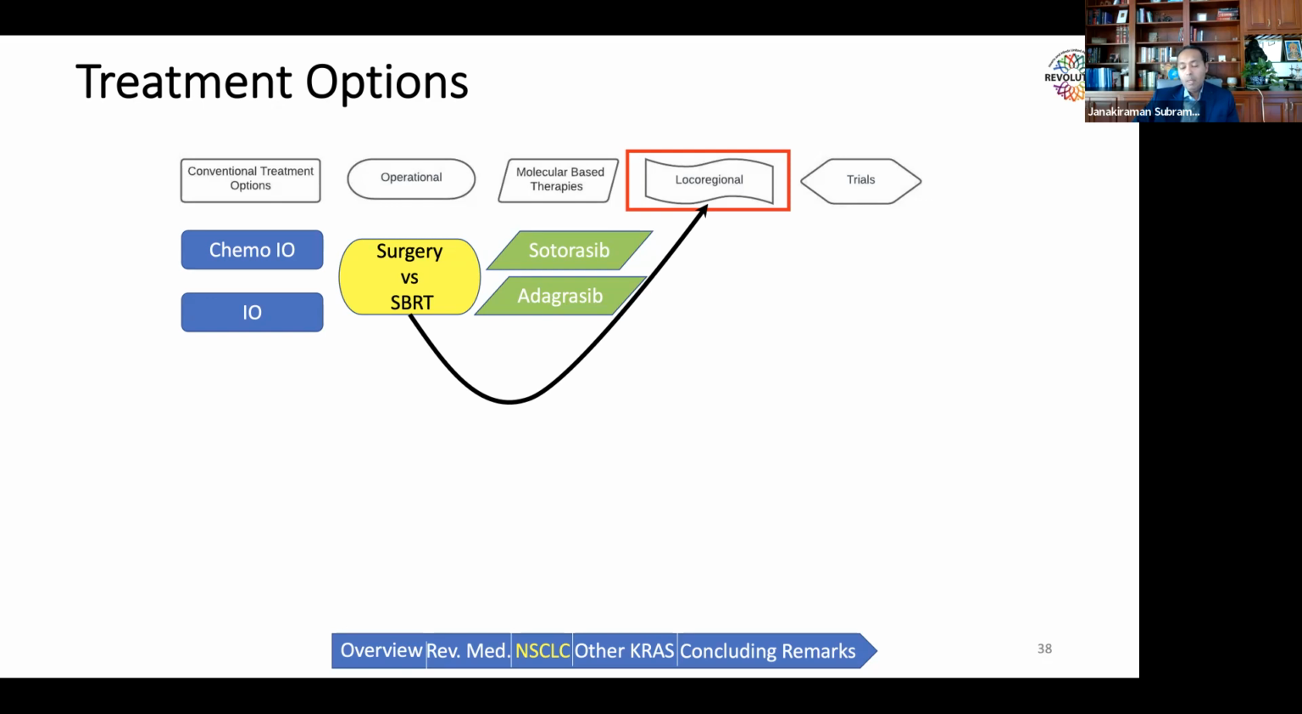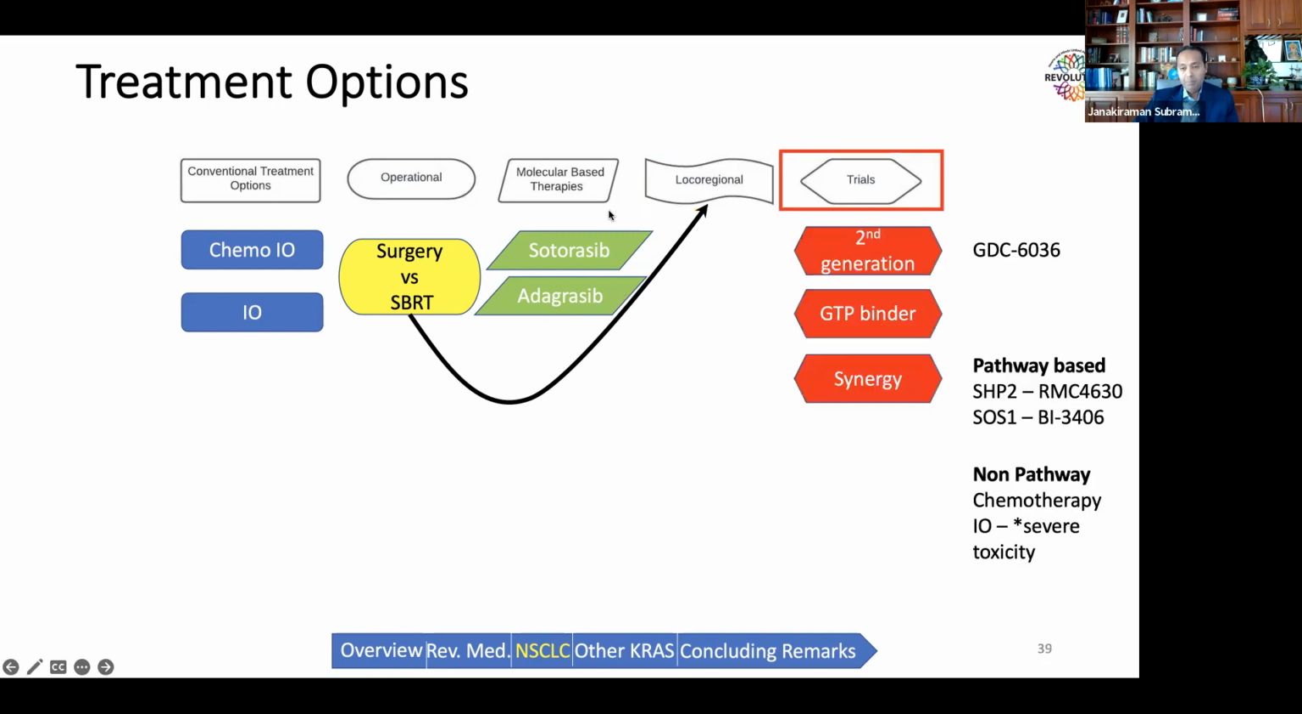But at the same time, we are also learning, as we will be talking about CodeBreaK 101, there is some interesting data, particularly with immune therapy related toxicity in these patients when we use them together. So it's an evolving area, but generally speaking, for this patient, you can use immunotherapy or immunotherapy plus chemotherapy and then choose sotorasib in the second line. But that may not be the case for other patients with different actionable mutations.